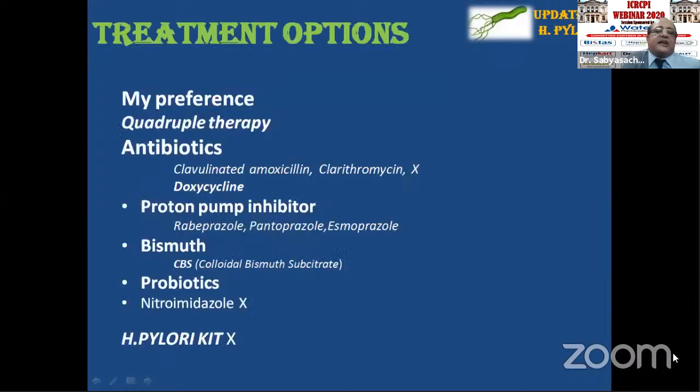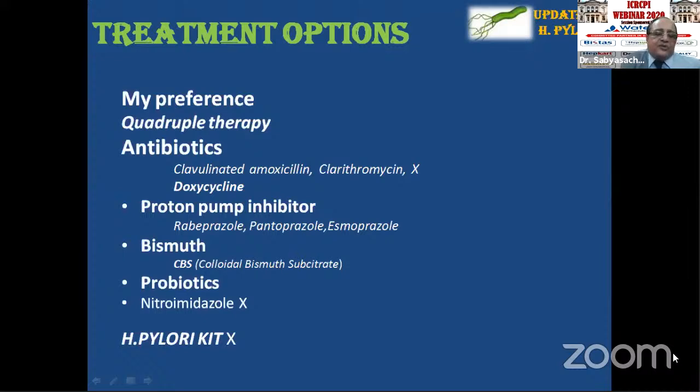So my preference in the clinic nowadays is to give quadruple therapy. With antibiotics, I now prefer to give doxycycline, and sometimes, of course, ciprofloxacin or levofloxacin if doxycycline is not suitable. Any of these PPIs would be fine. CBS, two tablets, 120 milligrams twice daily, and probiotics, of course, and that's how it goes for at least 10 to 14 days. There have been many regimes, but it should be given for at least 7 days.